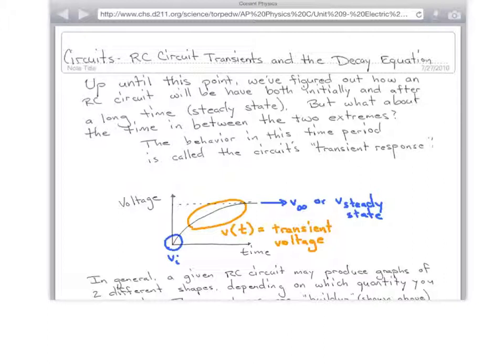All right, so what we're interested in is the voltage buildup across a capacitor as you start out from an empty capacitor to a full capacitor. I want to know how it builds up. Sound good? All right, let's begin.